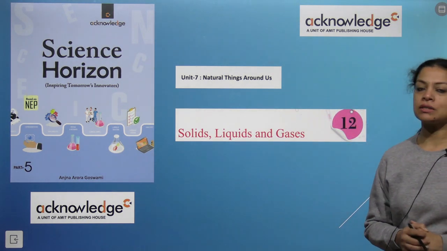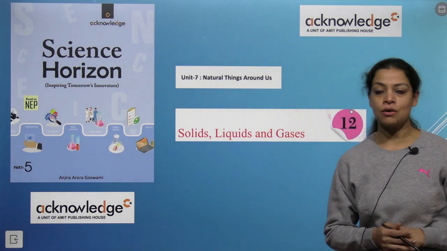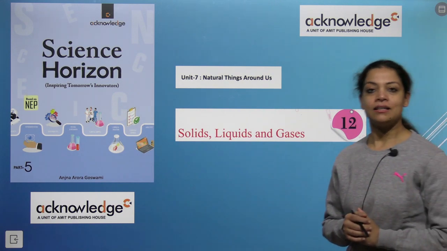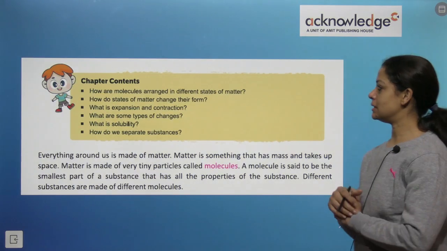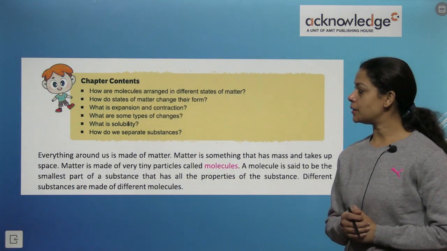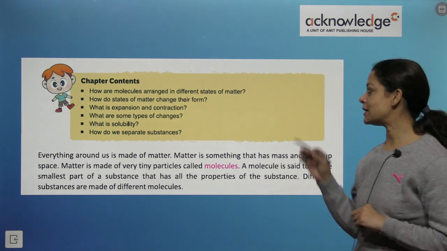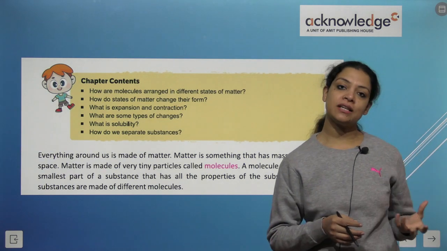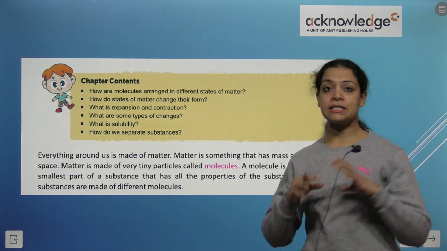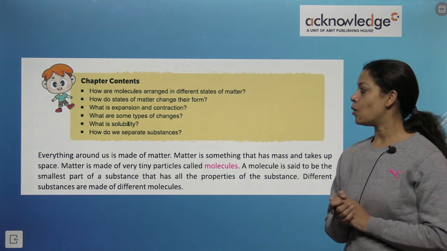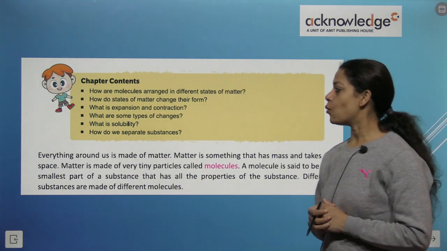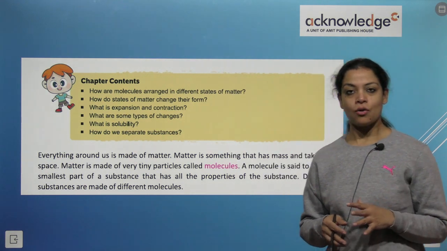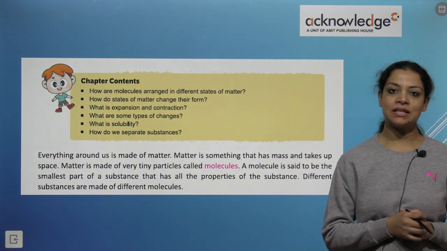Today we'll study unit number 7, that is Natural Things Around Us. Chapter number 12, Solids, Liquids and Gases. Let's see what all we have to study here. So the chapter contents are how molecules are arranged in different states of matter. How do states of matter change their form? What is expansion and contraction? What are some types of changes? What is solubility? How do we separate substances? Okay, so these all will cover today's chapter.